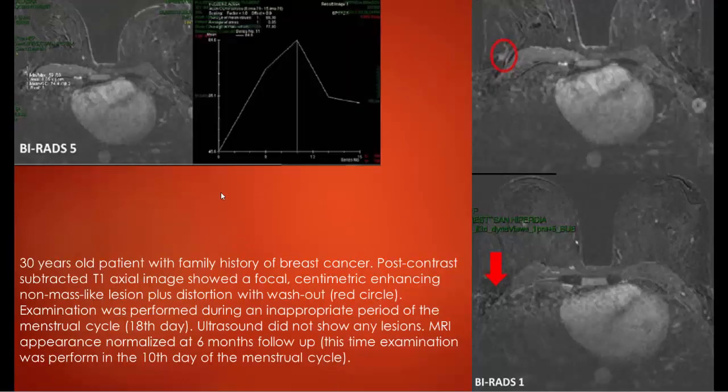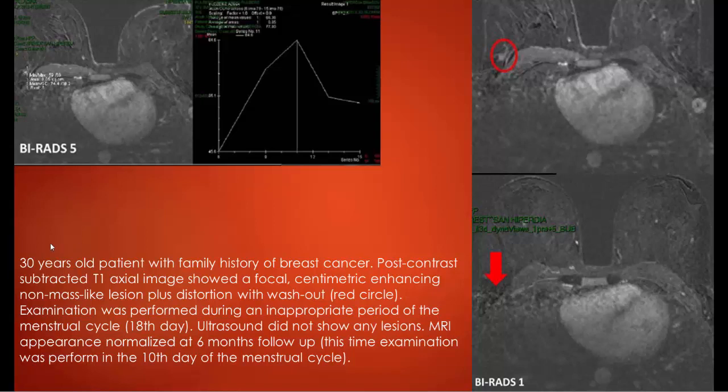This is a female with family history of breast cancer, BI-RADS 4 in this breast. Post contrast T1 showed a focal centimetric enhancing mass-like lesion plus distortion, wash-out curve, and wash-out.